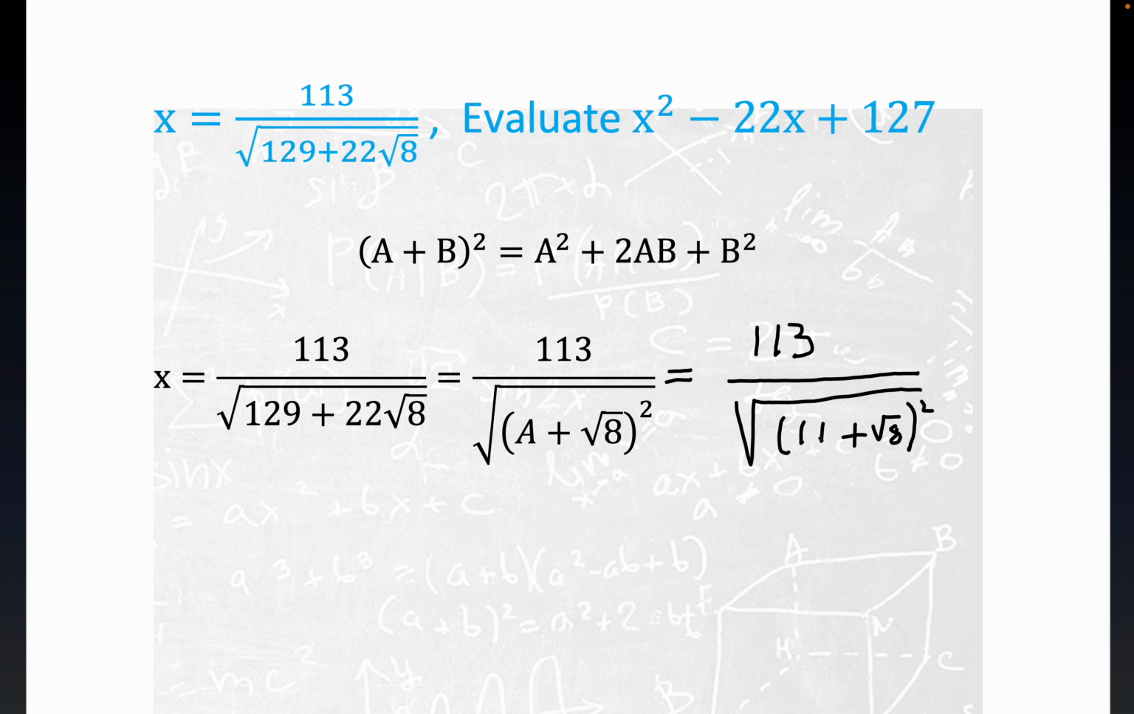They're inverse operations. And so what we get right over here would be 113 over the square root of a thing squared, which is just the thing, right? And so we get 113 over 11 plus root 8.